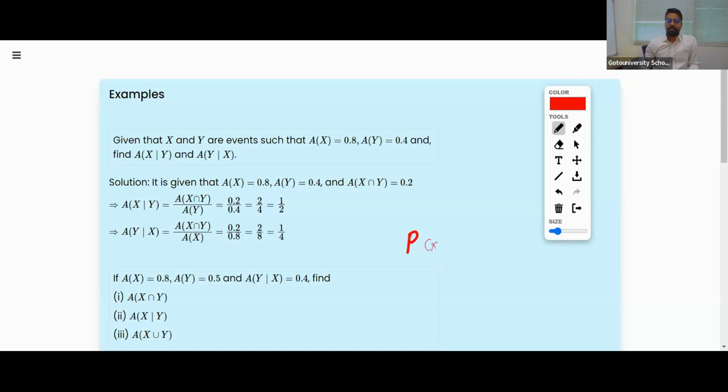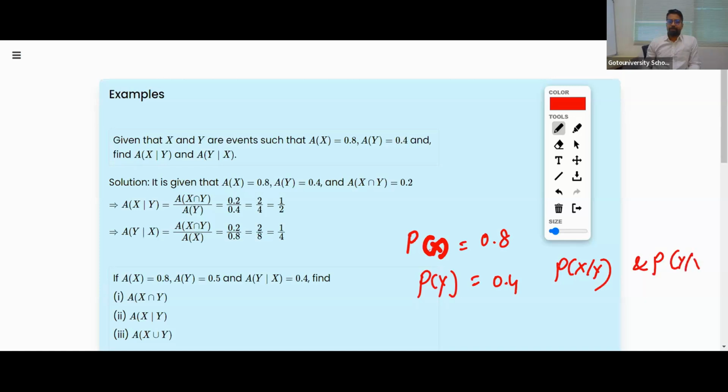That is, the probability of occurrence of X is equal to 0.8. P of Y is equal to 0.4, and we need P of X bar Y and P of Y bar X. That is, P of occurrence of X where Y has already occurred, and P of occurrence of Y where X has already occurred.